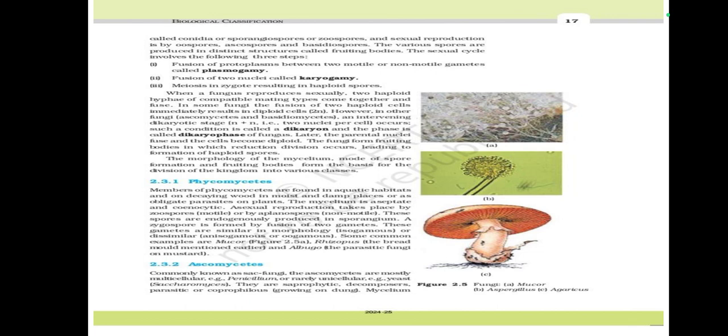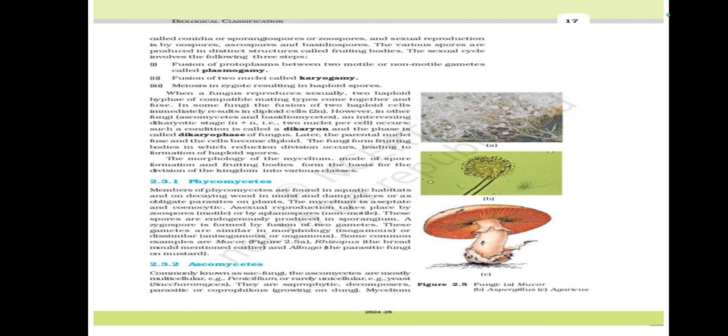Later, the parental nuclei fuse and the cells become diploid. The fungi form fruiting bodies in which reduction division occurs, leading to the formation of haploid spores. The morphology of the mycelium, mode of spore formation, and fruiting bodies form the basis for the division of the kingdom into various classes.